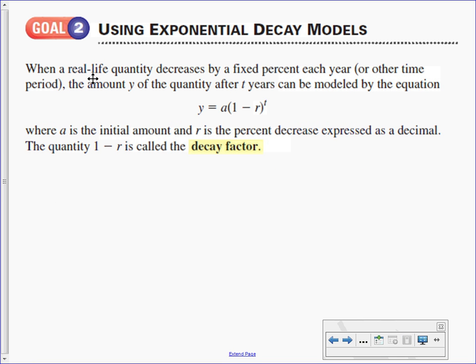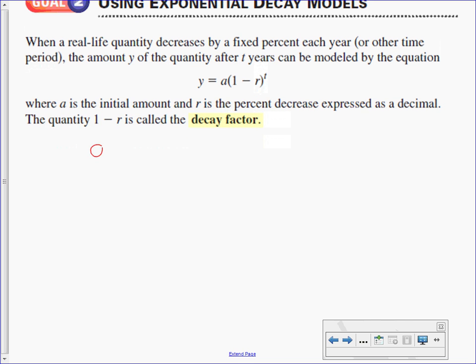So, just like you had growth models, we'll have decay models. It's the same idea as the growth models, where you had 1 plus your rate. The only thing that changes is now it's 1 minus your rate. So you still have A as your initial amount, R is your percent as a decimal, and T is generally years.